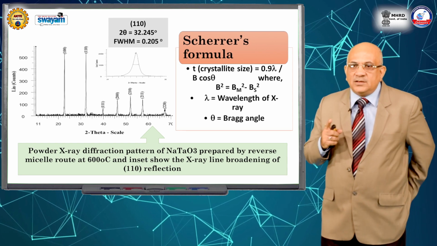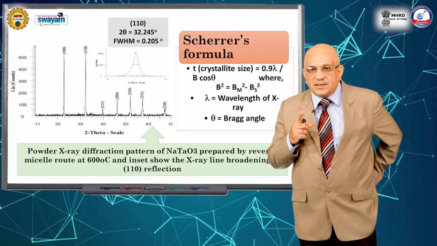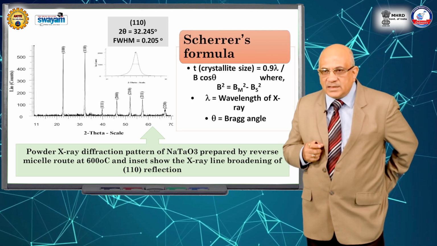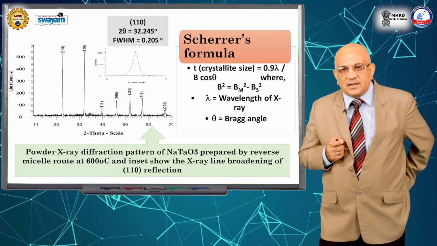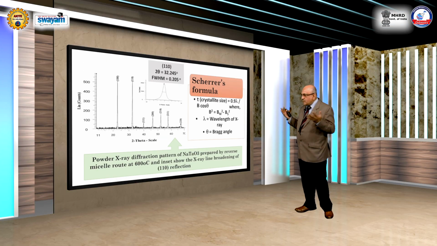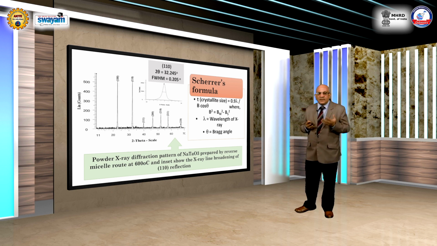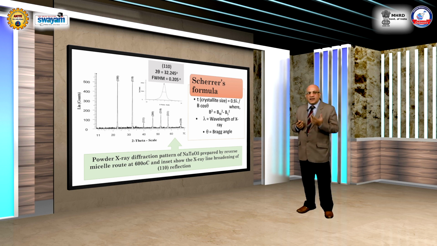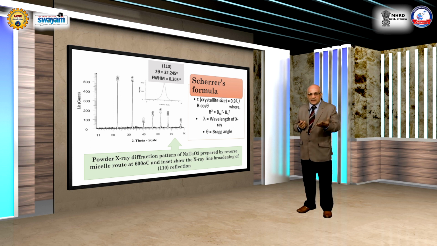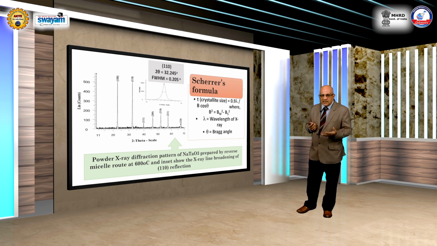Once you know b, you can calculate the crystallite size using the equation 0.9 lambda by b cos theta, and this is called Scherrer's formula. So, out of your X-ray pattern, where there are a lot of reflections, you select one reflection and measure the full width at half maximum, and then compare it with another material whose crystallite size is very high, and then you can get the crystallite size of your material.